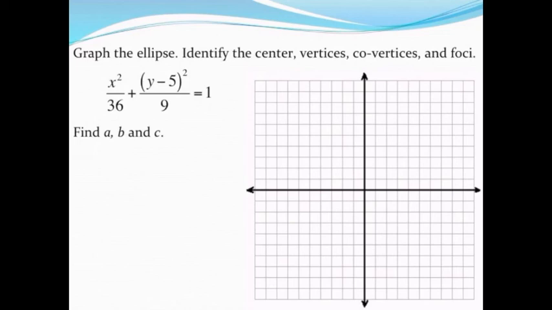To start graphing this ellipse, I'm going to first notice that I'm in standard form. X and Y are both squared, and it's equal to 1. This is a form that's, I think, the easiest to use to graph the ellipse. So first thing I'm going to note is where the center of the ellipse is located.